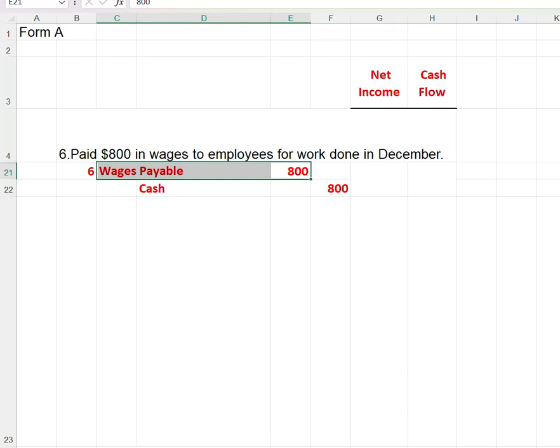This doesn't involve a revenue or an expense, so there's no change in net income. But this is cash going out, and it does relate to our operations. So this is an operating cash flow.